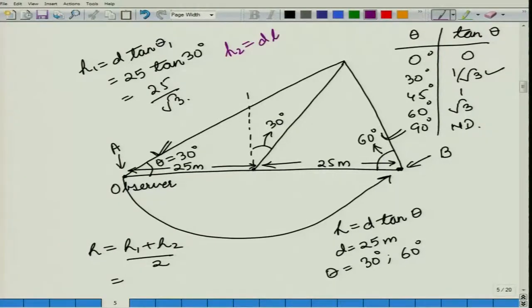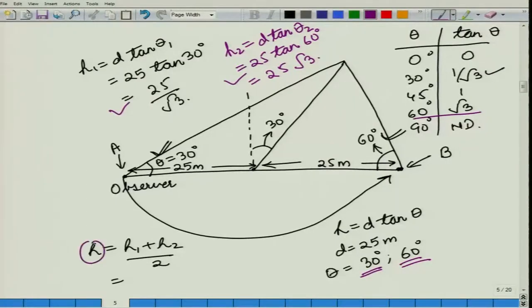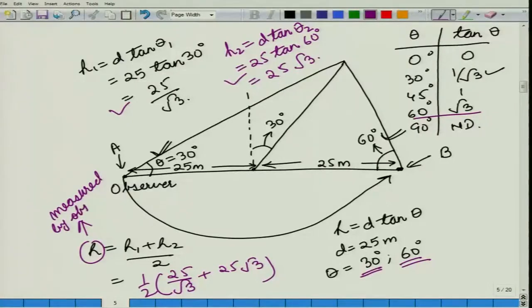H2 is equal to D tan theta 2. Now theta 1 was 30 degrees, theta 2 is 60 degrees. So it is 25 tan 60 degrees. Now tan 60 degrees is root 3, so it is 25 root 3. So this is H1, this is H2. He calculates the height H to be the average of both of these. So it is (25 upon root 3 plus 25 root 3) whole multiplied by half. So this is the height of the tree as measured by the observer.